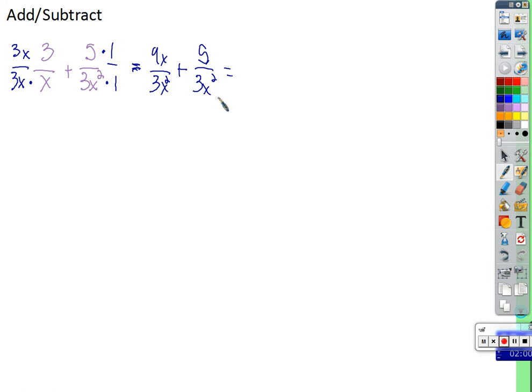But now the fractions are the same. We're talking about the same thing. If we plugged in a number for x, the denominators are identical, meaning that we're comparing equally sized pieces. We have 9x plus 5 over 3x squared. Multiplying each denominator by something so that the denominator of each is the same.